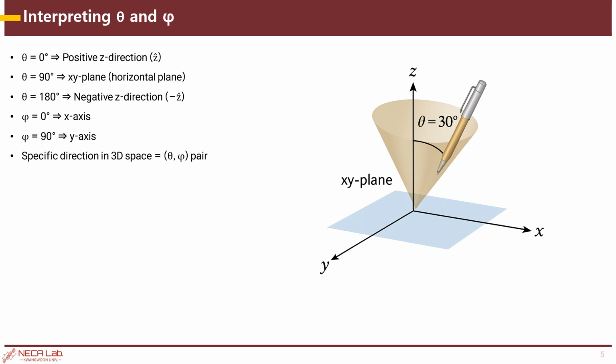For the azimuthal angle, phi equals 0 degrees lies along the x-axis and phi equals 90 degrees lies along the y-axis. So any direction in 3D space can be uniquely described by a theta, phi pair. You can imagine a pen rotating at certain angles like in the figure, forming a cone around the z-axis. That's how these angles define direction.